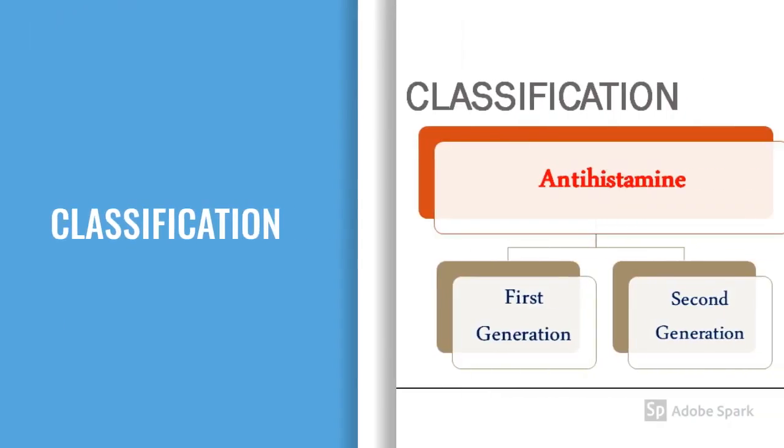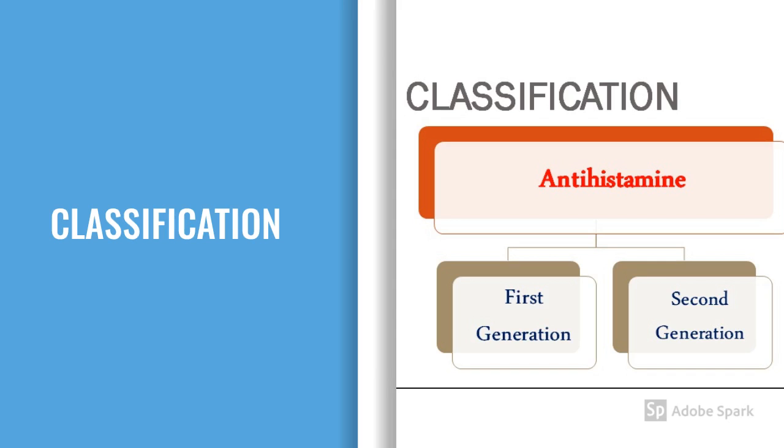Now we can move to classification. This antihistamine is mainly classified into two. The first one is first generation antihistamine and the second one is second generation antihistamine. Now we can move to first generation.